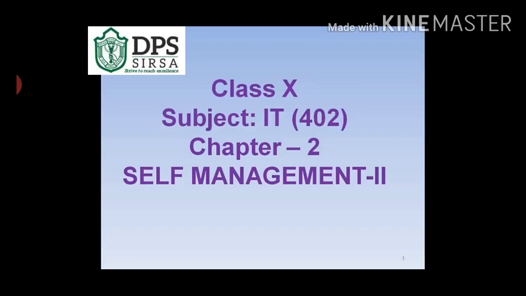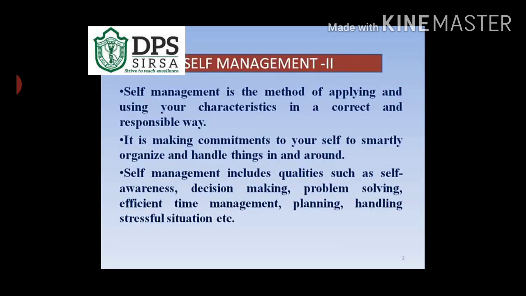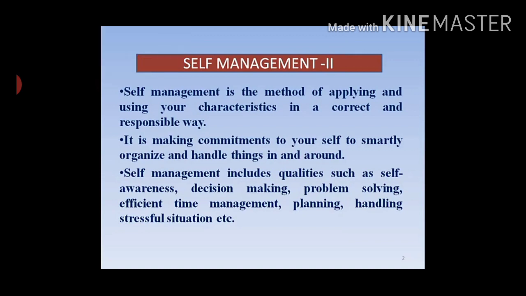Now we are starting our chapter unit 2, that is the self-management skills. Now, what is self-management? This is a method of applying and using your characteristics in a correct and responsible way. That is, you have some abilities in you and how you are using your ability to solve a particular problem in a correct and responsible way. Second definition is it is making commitment to yourself to smartly organize and handle the things in and around. That is, how smart you are to handle the things that are happening all around.